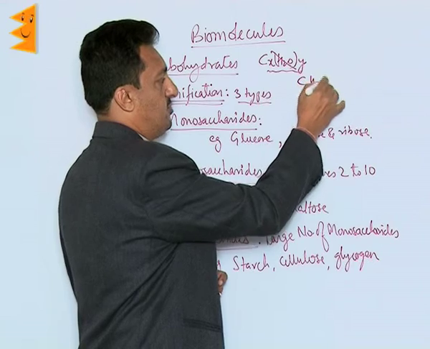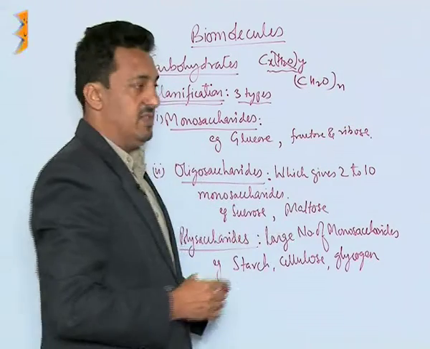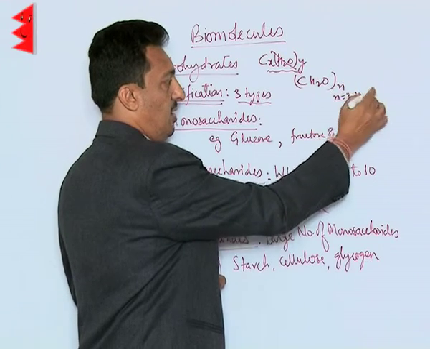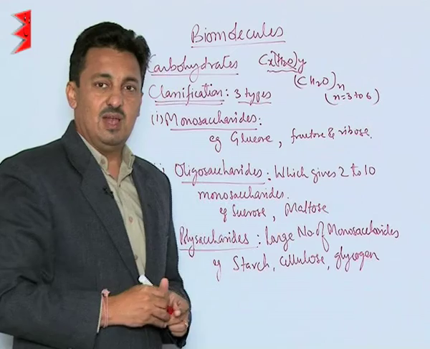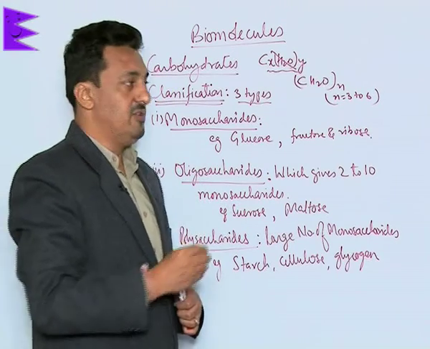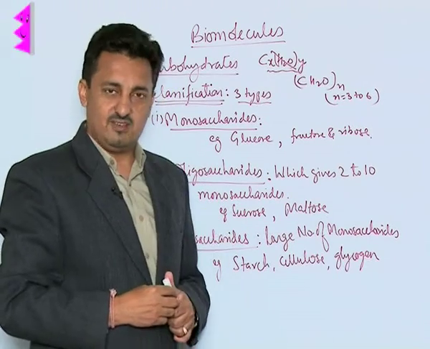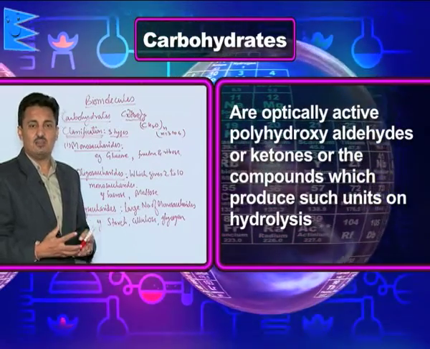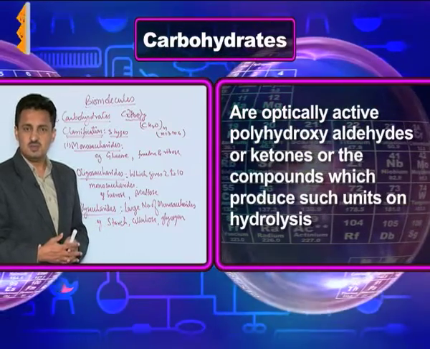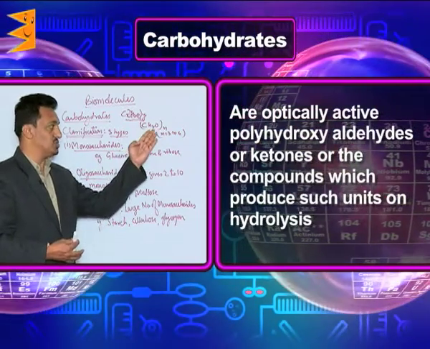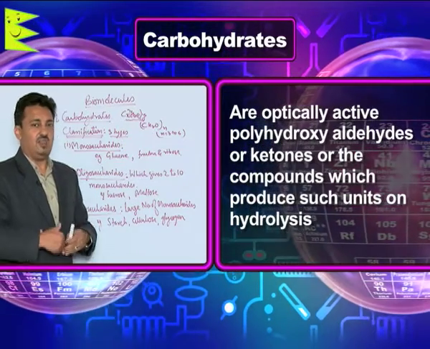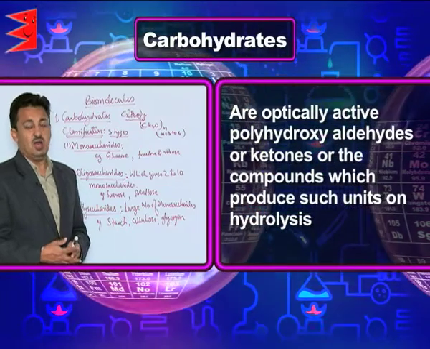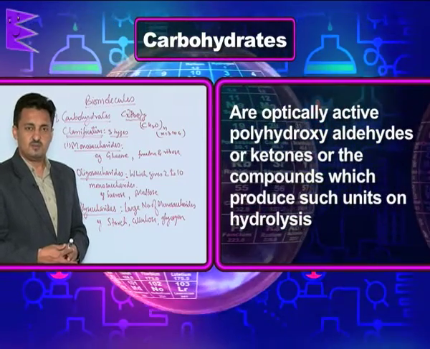This: CxH2nOn, where this n usually lies from 3 to 6. Though we have exceptions to this formula, till today we use this as the general formula of carbohydrates. So what are carbohydrates? Chemically, carbohydrates are polyhydroxyaldoses or ketoses with the general formula CxH2nOn, or which on hydrolysis give such units which are polyhydroxy aldoses and ketoses.